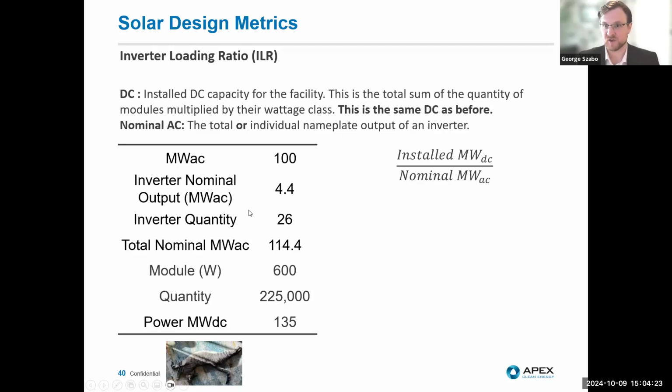So you're going to have a bunch of inverters on a project site. There are also two classes of inverters: string inverters and central inverters. We'll save that for the next one. But if your inverter nominal output is 4.4 megawatts, which could also be considered MVA, we'll also do a lesson on the power triangle. That one's going to be really fun, I promise you. We're going to need about 26 of these inverters. So our total nominal megawatts AC is 114.4, which, as you notice, is higher than our injection capacity.